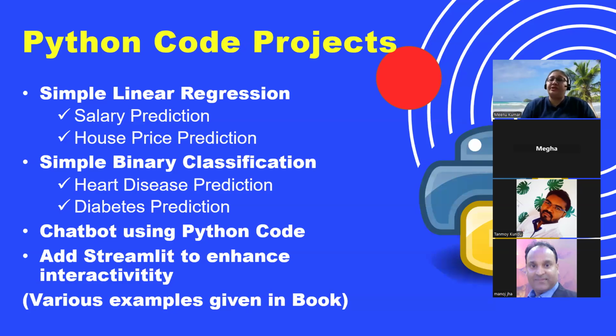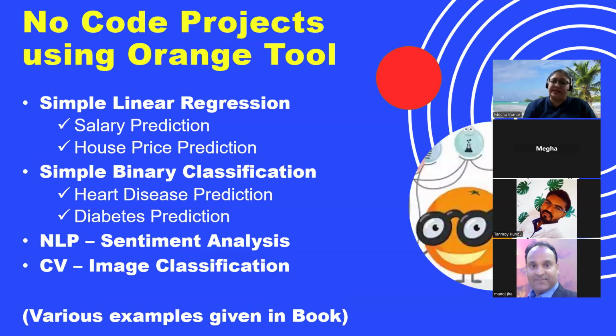Have the students align their project with an SDG goal. Then they could go about the projects, a chatbot using Python code. Then you could add Streamlit to enhance the interactivity. If they are not interested in Python coding, that's okay. You can do the same using Orange data mining.